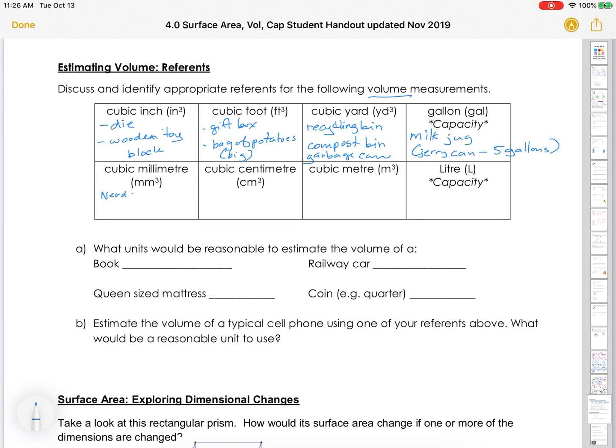Cubic millimeter. Maybe one of those Nerds candies, right? Or a cupcake sprinkle, right? Cubic centimeter, sugar cube, or a jelly bean, right? A cubic meter. So this is a little bigger, right? It's close to a cubic yard, but maybe something like a dog crate or dog kennel, or a small shipping crate.